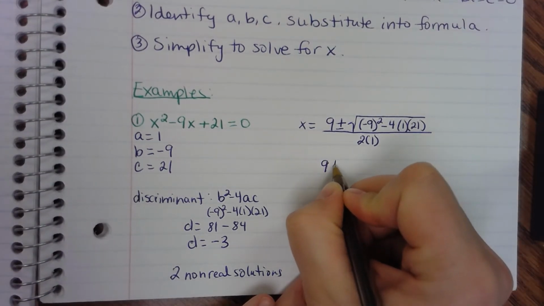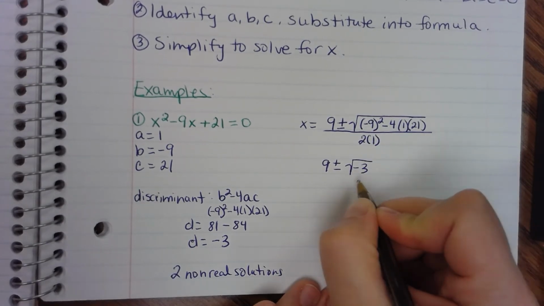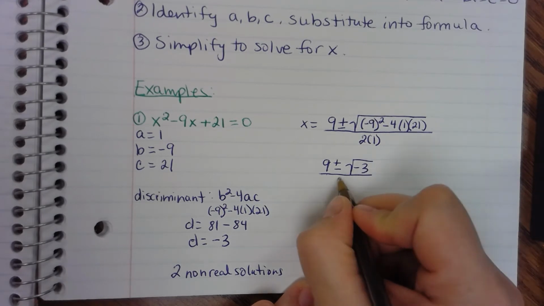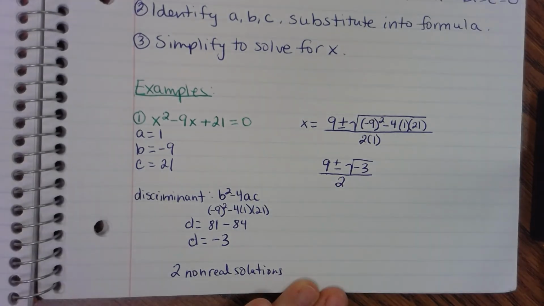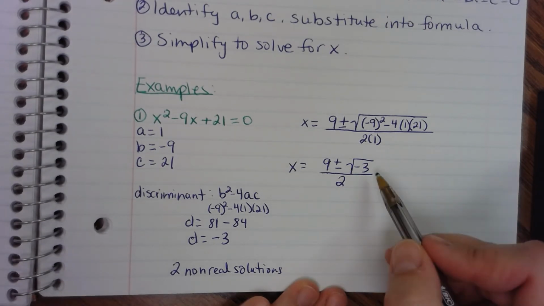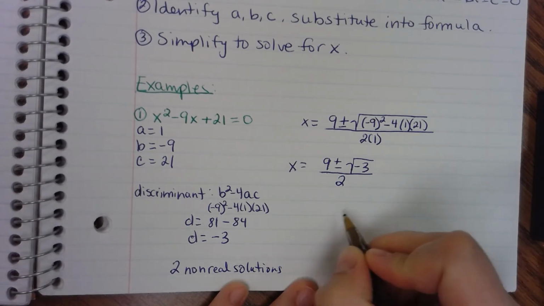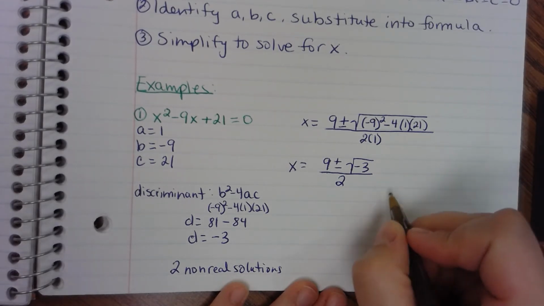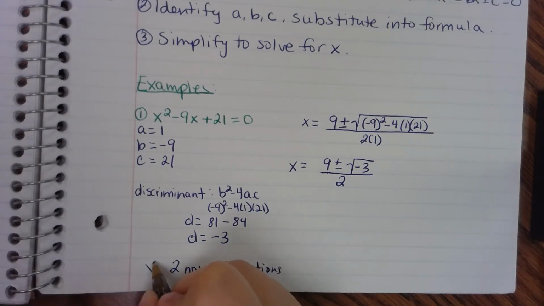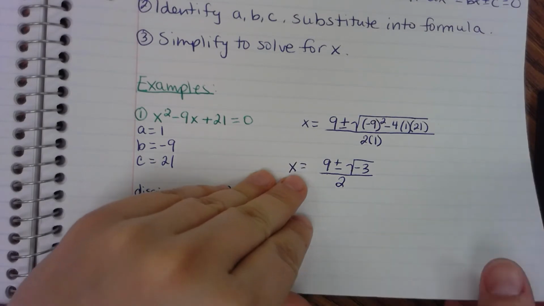We haven't used the 9, but we do know that the inside is going to be the square root of negative 3, and under this is going to be a 2. And because we have the negative here, we can leave it in this form and say that we have 2 non-real solutions for this example. Let's take a look at a couple more examples.